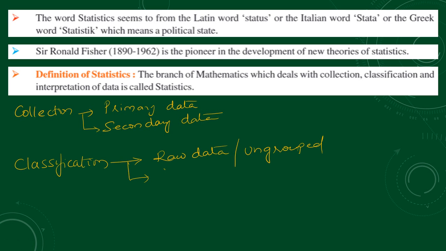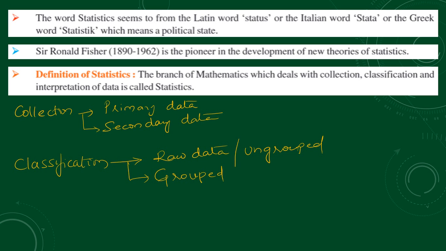If the data is large enough that we cannot directly solve it by ungrouped data or raw data, then in such cases we go for grouped data. That means we group them together. Depending on the intervals or the situation we group the data, and based on that we do our interpretation.